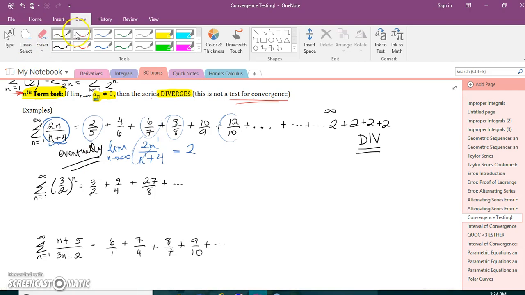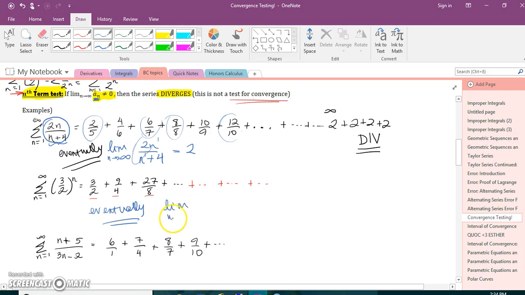All right, let's take a look at the next one here. So I had 3 halves to the n, and I have 1.5, and then I have 9 over 4, 27 over 8. I'm not sure if these are actually getting smaller and smaller. So they don't seem to be getting smaller, and they don't seem to be going to 0. Let's apply our nth term test and see what's happening eventually.